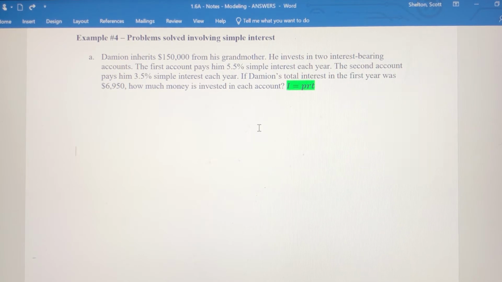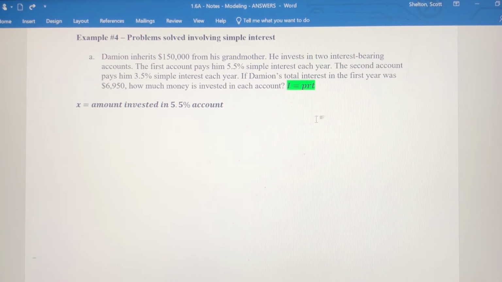Later on in the year, we're going to use a different kind of interest formula, talking about compound interest. But here we're talking about simple interest, so the formula is much simpler, ironically. So let's talk about how we're going to set this up. The first thing we need to know is we're going to set a variable for how much he invested in this first account. So X is going to be that amount invested in the 5.5% account.